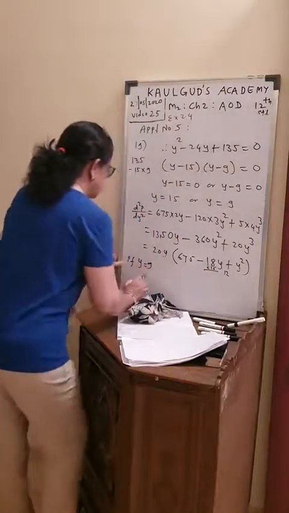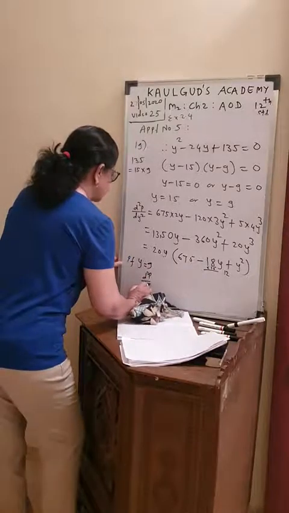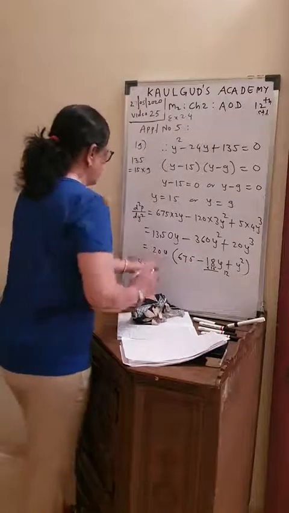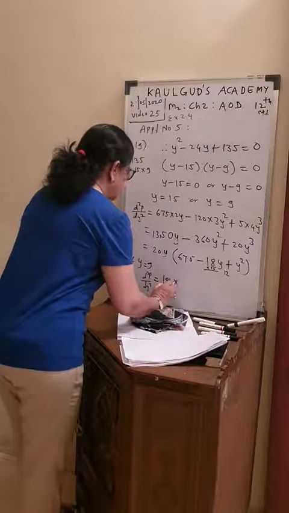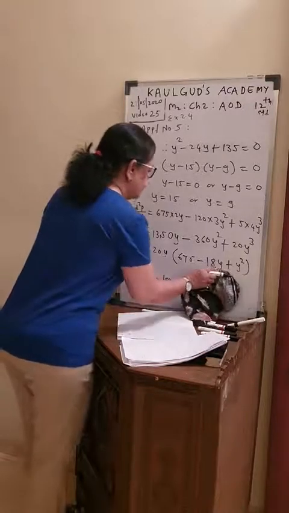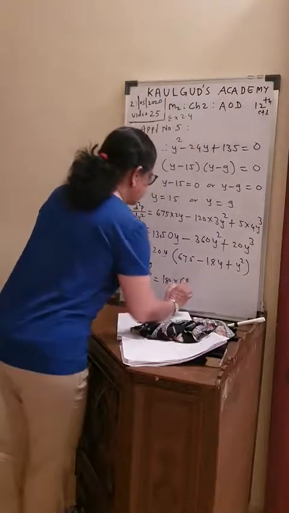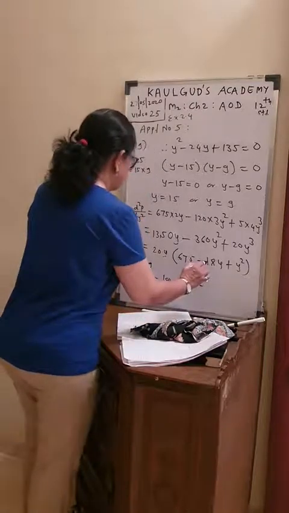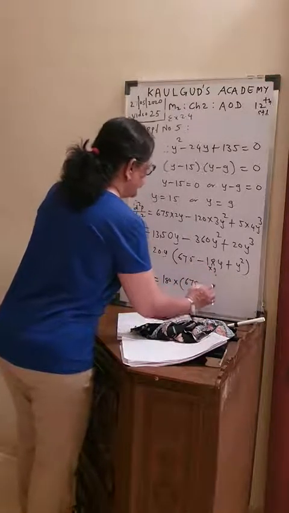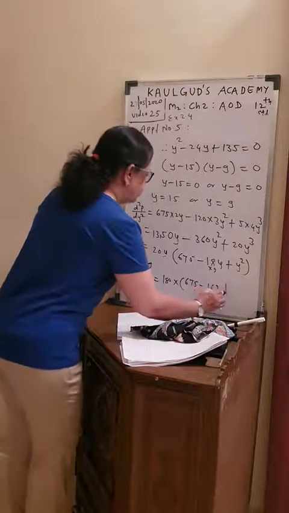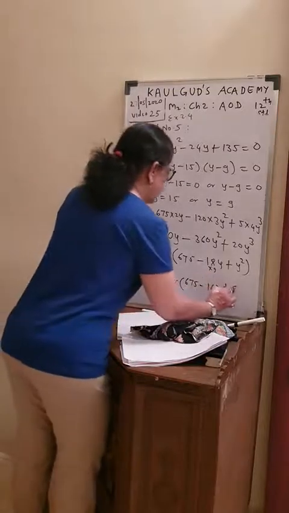So next I will check for when y is equal to 9. See what happens. Then d2p by dy square, how much do you get? 20 into 9, it is 180, multiplied by, now check, I am putting y as 9, so 675 minus 18 9s are 162, and plus 9 square, 81.